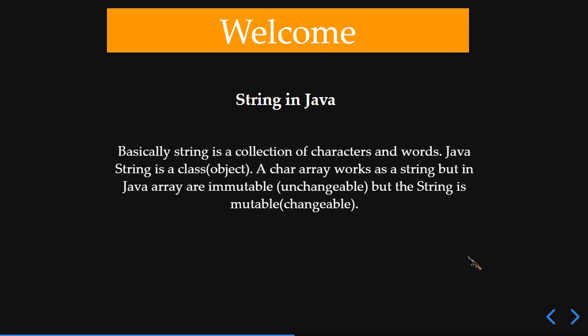String is a collection of characters and words. A char array works as a string, but in Java, arrays are immutable. Means once arrays are created, then we are not able to change the array. But the string is mutable with the help of the classes named StringBuffer and StringBuilder. So that's why we are using a string in Java in place of char array.